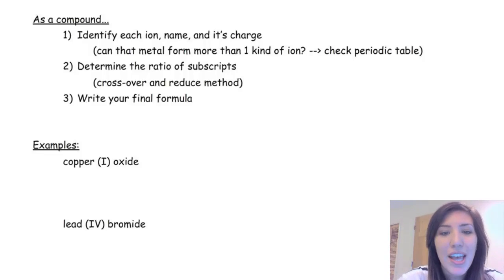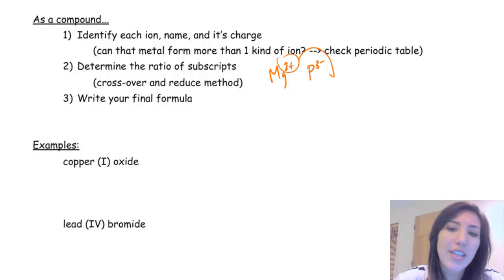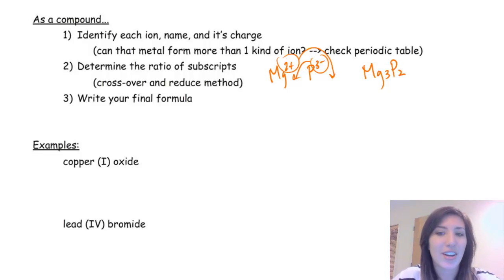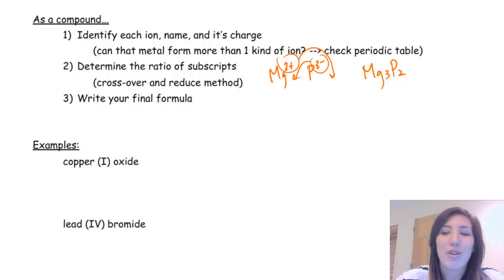For example, Mg2+ and P3-. This one will cross over down to here, and this one will cross over down to there, so we get the subscripts of Mg3, magnesium 3, phosphide 2 there. So that's the crossover method. So that's determined on what the ion charge is, and that will be different if we have multivalent metals. And then finally, write the final formula.